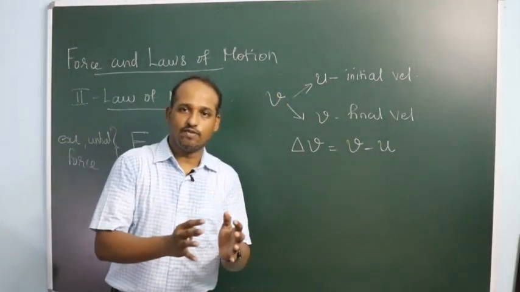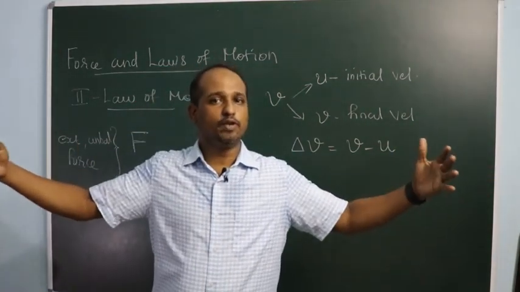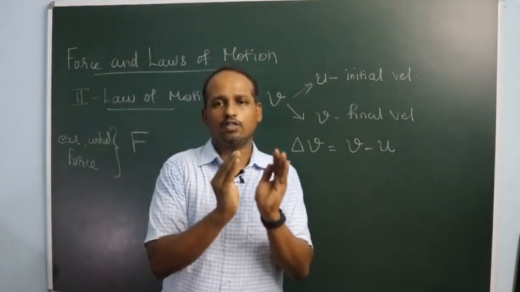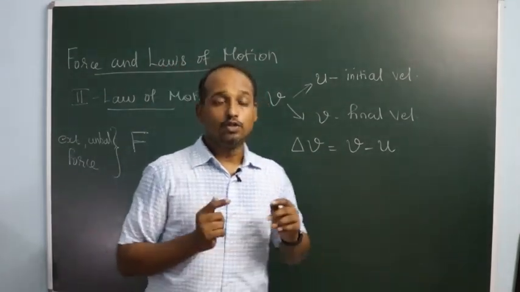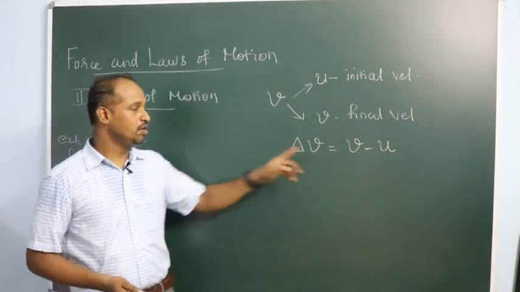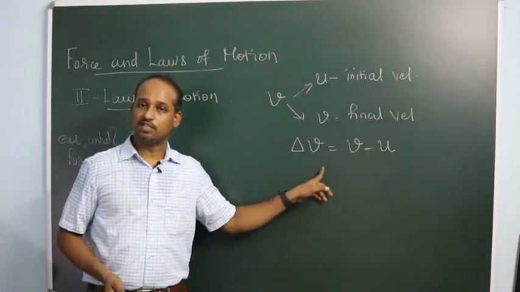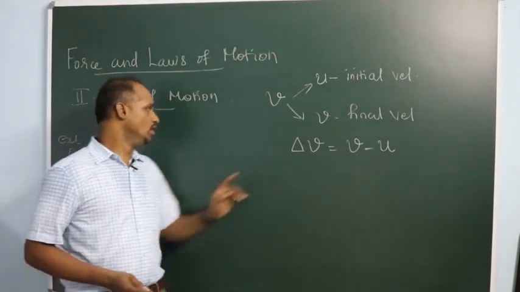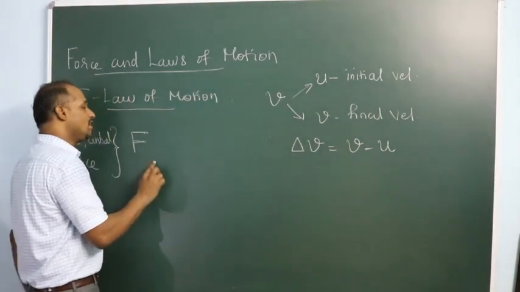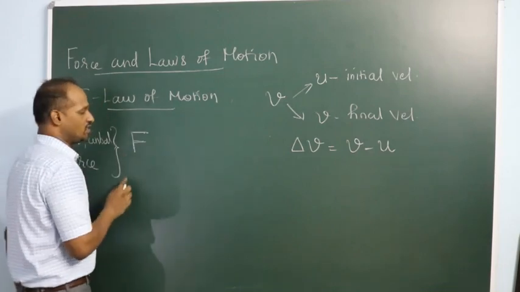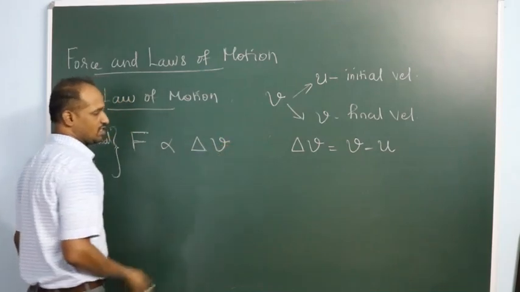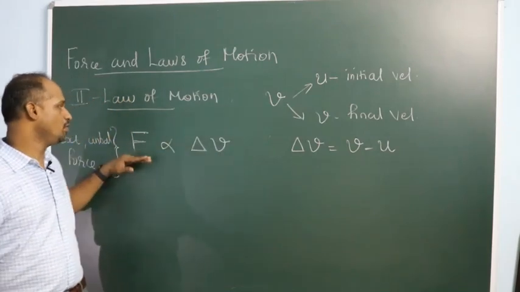Suppose you want to change the velocity to a greater extent, then you need lots of force, an enormous amount of force. If you want to change the velocity by a small amount, you need less force. So this is directly proportional. Force required is directly proportional to the amount of velocity change that you need to bring about. The less the force, the less the change in velocity. The more the force, the more the change in velocity. So we can write that force is directly proportional to change in velocity.